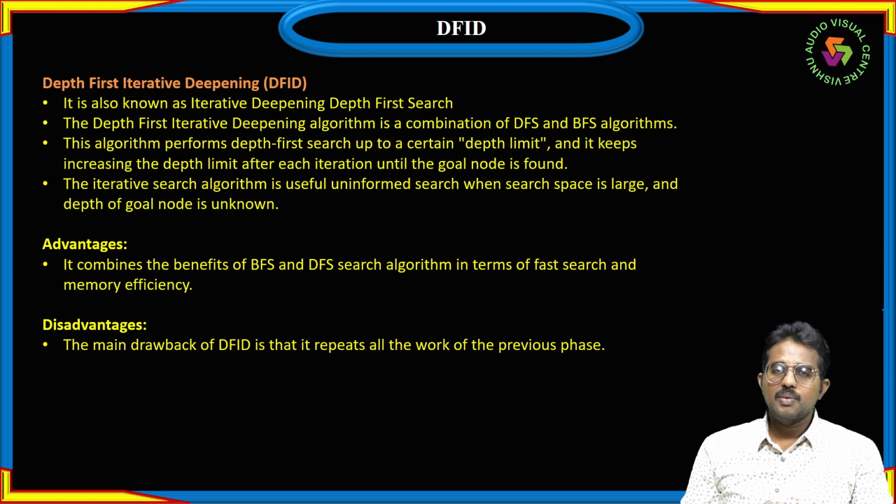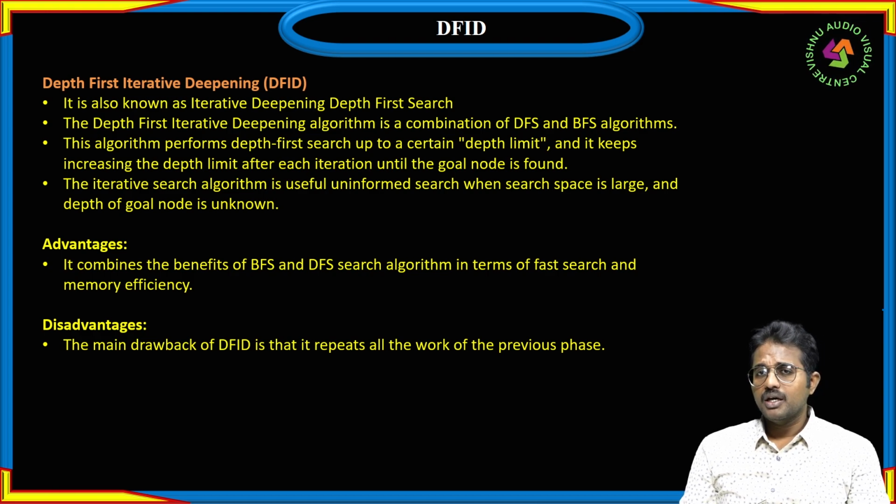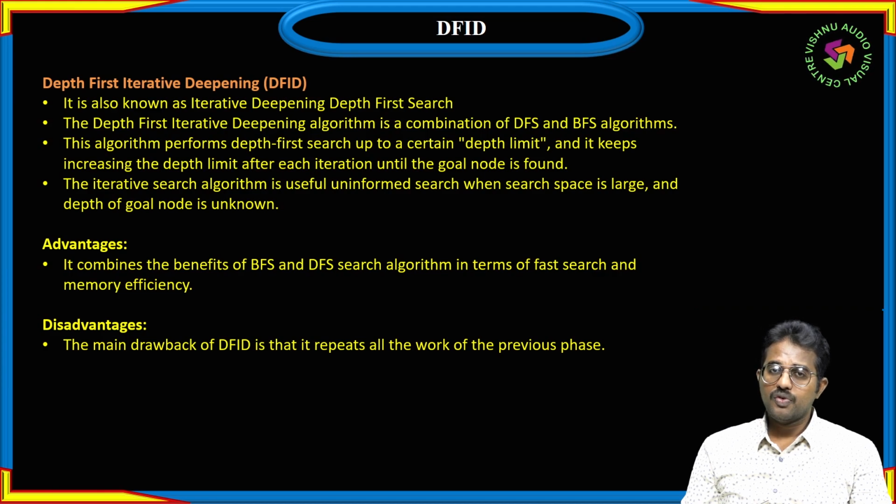Our next algorithm is depth first iterative deepening. This algorithm is also known as iterative deepening DFS, denoted by DFID. This algorithm is a combination of both DFS and BFS, mainly working on DFS. That DFS will be applied on the problem we are given. The main difference between DFID and DBDFS is that in DBDFS we have the disadvantage of incompleteness.